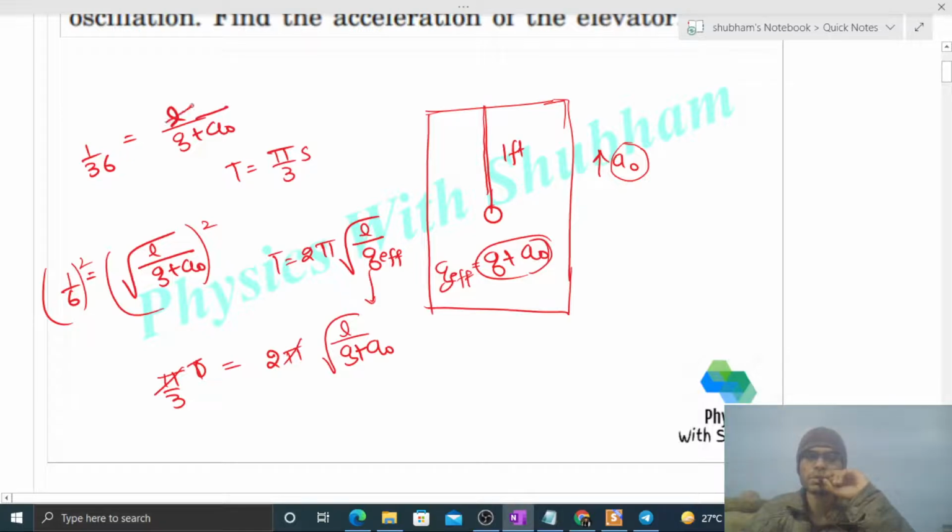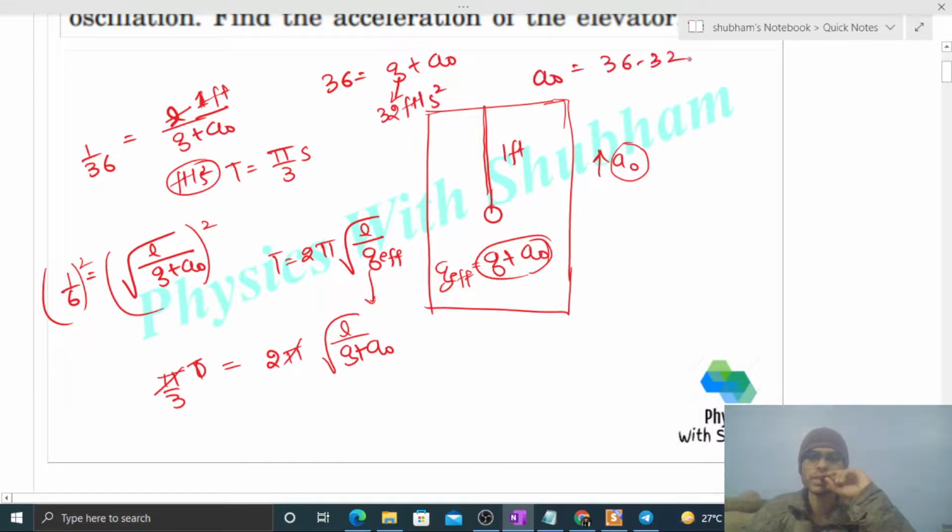Now length of the pendulum is 1 feet. So we will take this g in feet per second square, right? So length will be 1 feet. So in this way, 36 is equal to g plus a naught, and g will be 32 feet per second square. So a naught will be 36 minus 32, that is 4 feet per second square. That is the value of acceleration of this elevator.